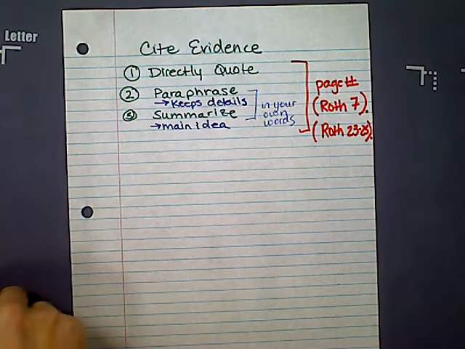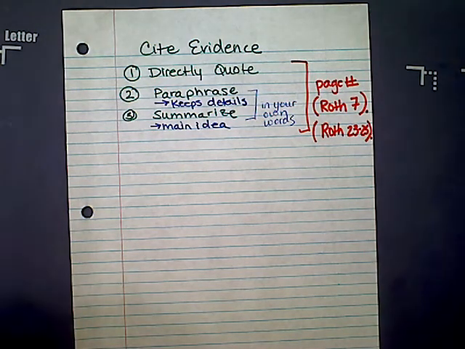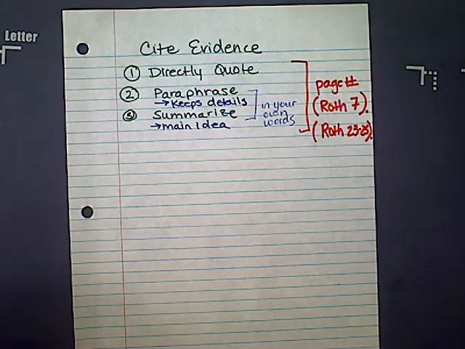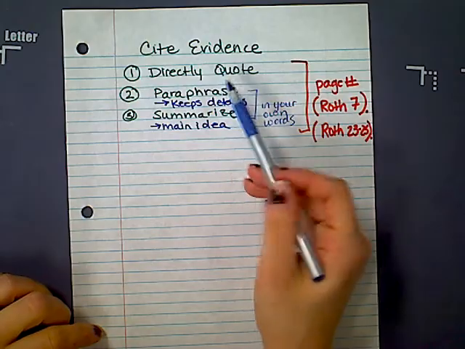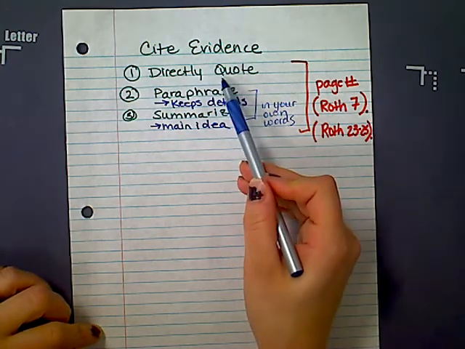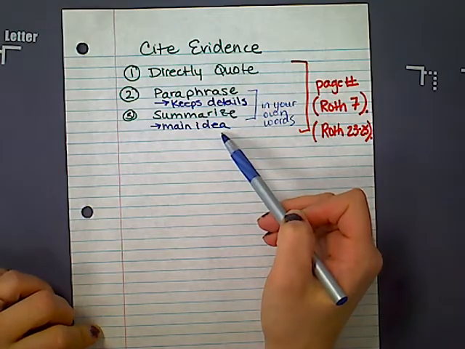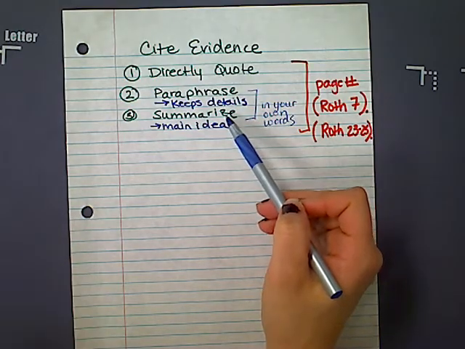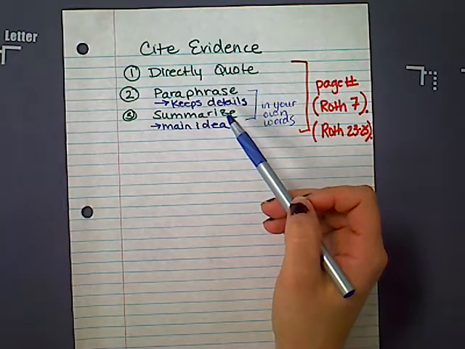Okay, so now that you know there are 3 different types of techniques for citing evidence, it's time to talk about how to do that. Now in your paper, you want to use a variety of techniques. You don't just want to directly quote every time. You don't just want to summarize every time, or else it'll feel like you don't have specific enough information. So it's really important to find a balance.